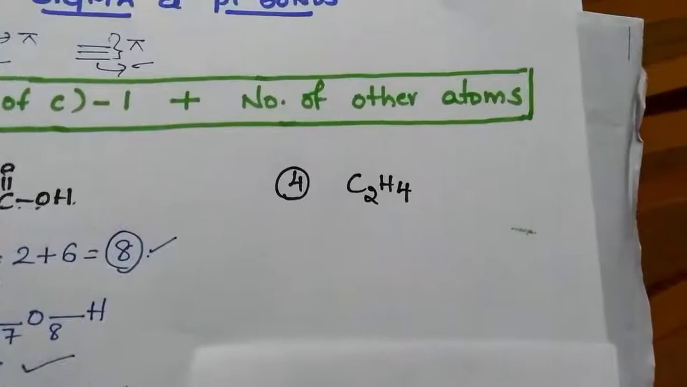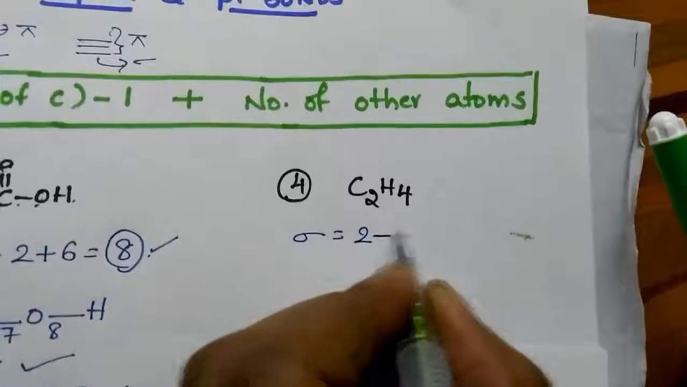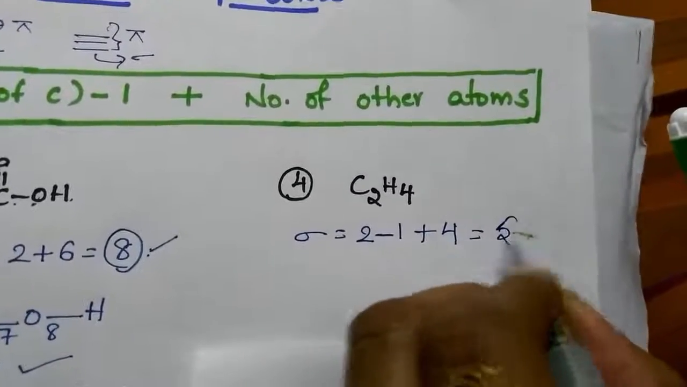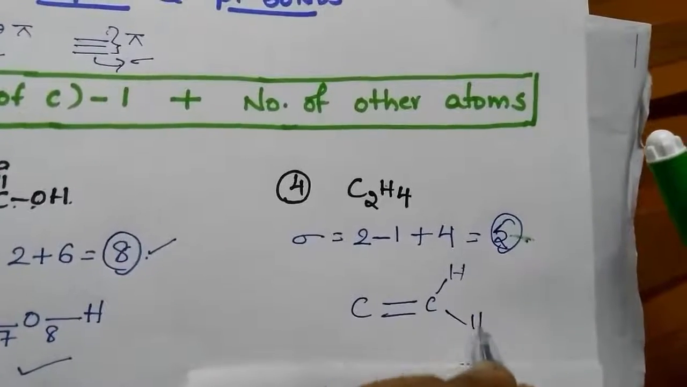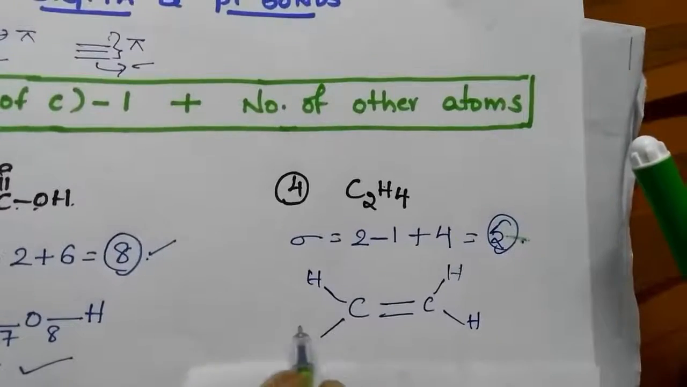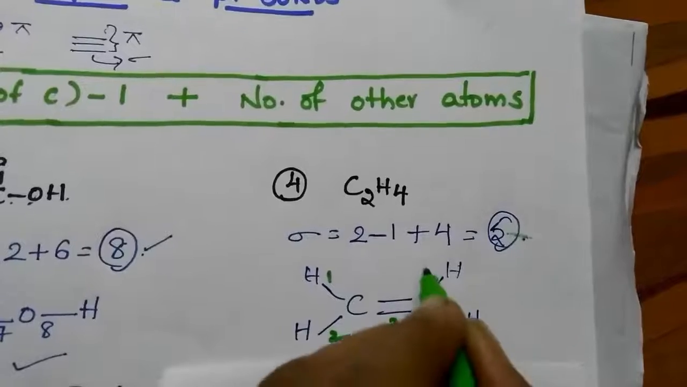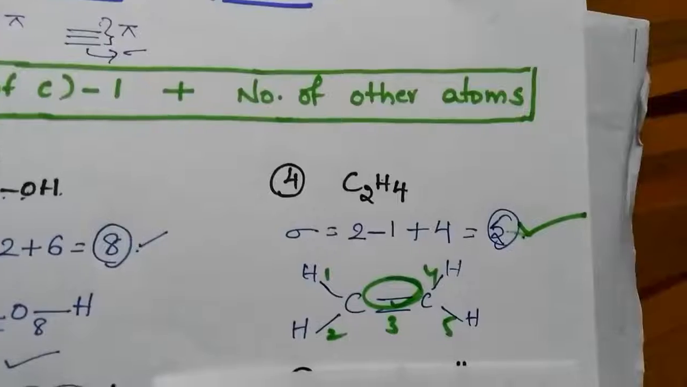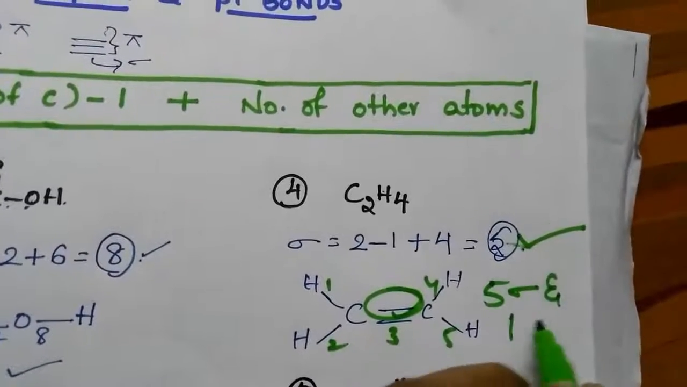C2H4. How many carbons are there? 2 carbons. So 2 minus 1 plus number of hydrogens, 4. So 1 plus 4, 5. Let's see. How many sigmas are there here? 1, 2, 3, 4, 5. This formula has worked out. And one more bond is there, that is called pi. So in this case 5 sigma and 1 pi bond is present.